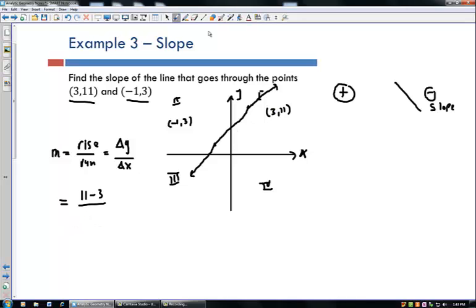And so this would be then, let's color code it. The change in the x, I'm going from negative 1 to 3, so it'd be 3 minus negative 1. And so this is going to be equal to then, on top I have 11 minus 3, which is 8, and on bottom I have 3 minus negative 1, which is 4, and so that's equal to 2. And what that means is if I go over 1, I go up 2. And that's the idea of a slope. Now if you had a slope of negative 2, that means if you go over 1, instead of going up 2, you'd go down 2.